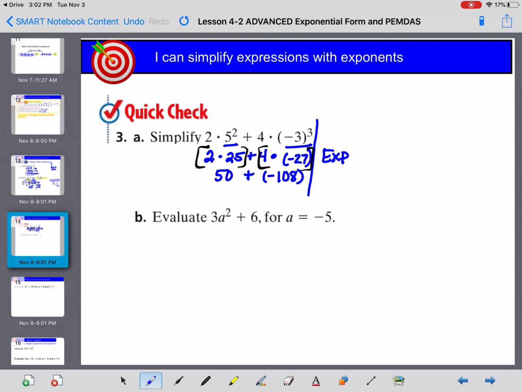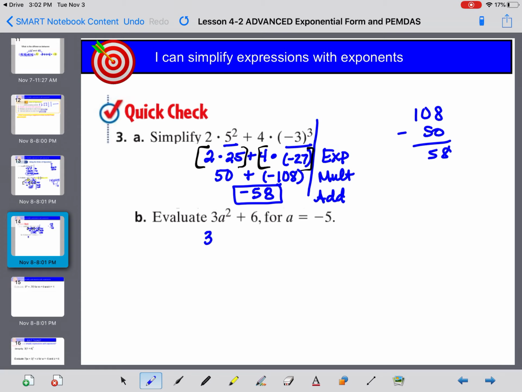Then 50 plus -108. What is the rule that we learned in chapter 2 about adding two numbers where one is negative? We subtract the two numbers and give the sign of the bigger number. And I get 58, but it's negative, of the bigger absolute value, excuse me. So then we added, and I got -58.